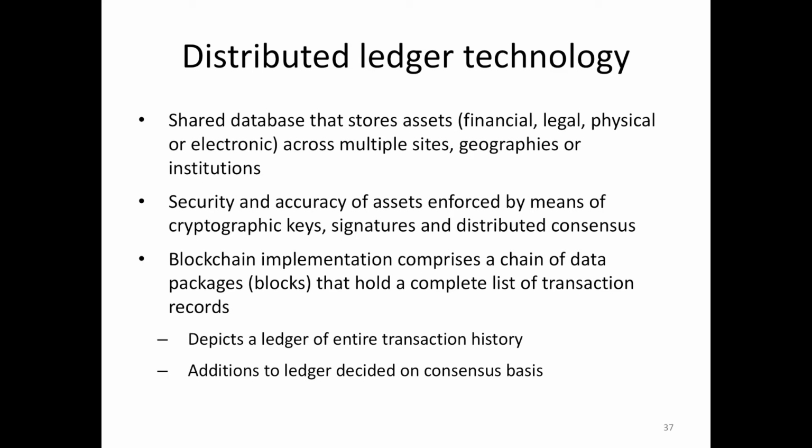Blockchain is a specific implementation of a distributed ledger and comprises a chain of data packages, which are called blocks, that hold a complete list of transaction records. A blockchain depicts a ledger of the entire transaction history, and additions to the ledger are decided on a consensus basis.